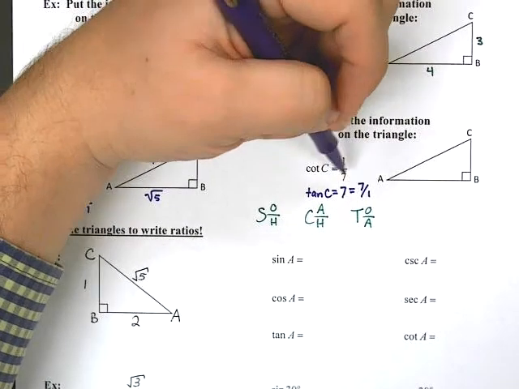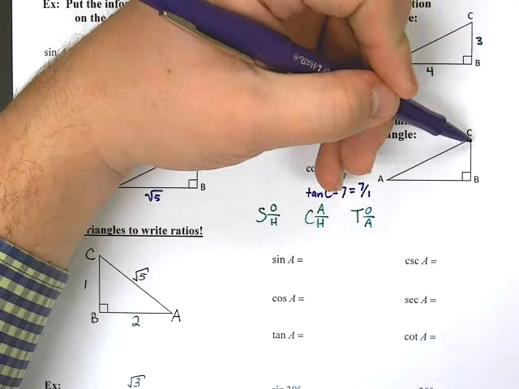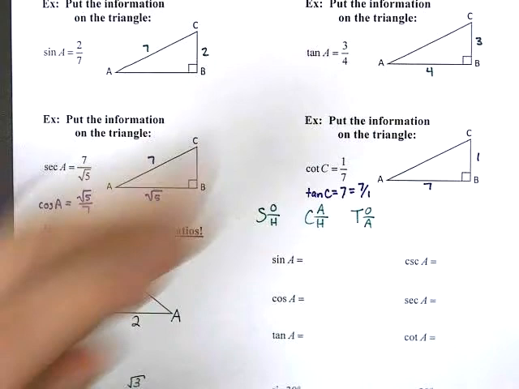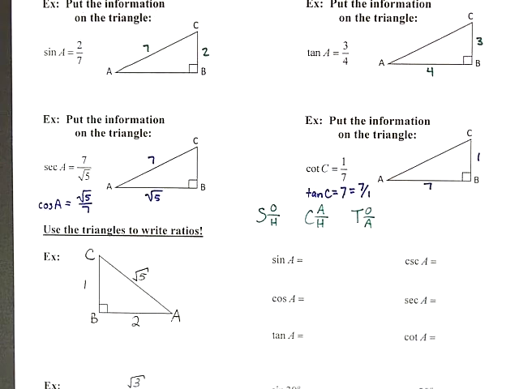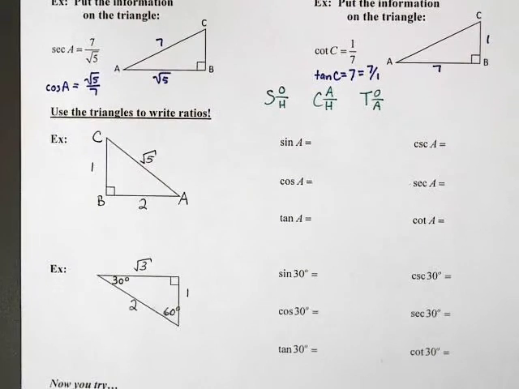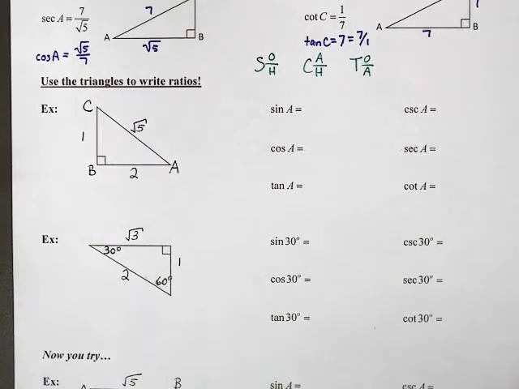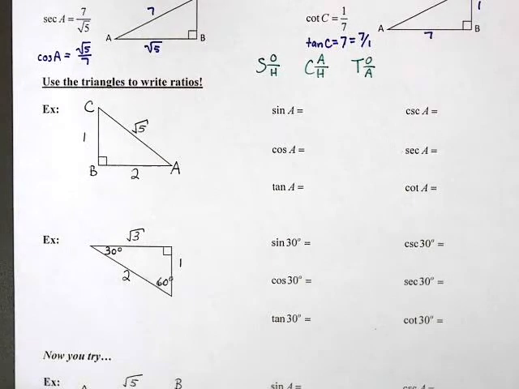And we know, again, opposite over adjacent. So what side's opposite of C? Well, we're right over here. 7 over 1, and we're done. Okay? Here we go. Last little section here. Use the triangles to write the ratios.